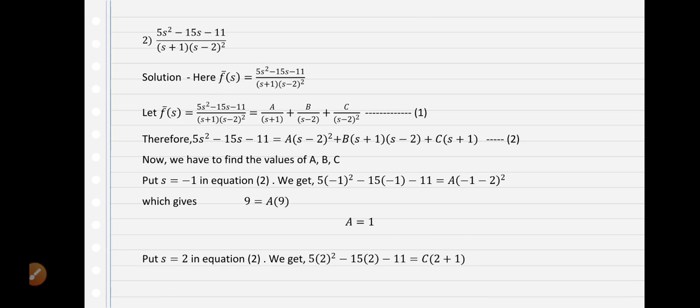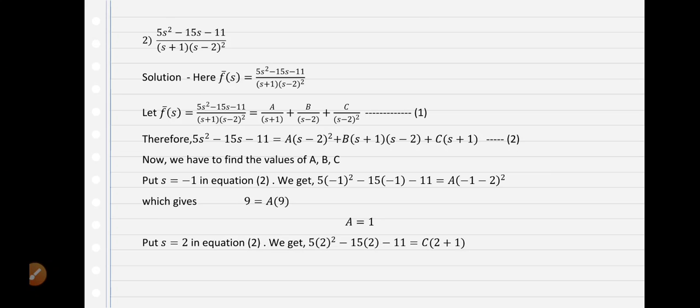Now put s equal to 2 in equation 2. So wherever there is an s minus 2 factor, those terms will become 0. So in equation 2, for s equal to 2, we get 5 into 2 square minus 15 into 2 minus 11 as LHS, and A and B both the terms are containing s minus 2 factor. So there will be only one term which is not having s minus 2, and it is along with s plus 1 only. So C into 2 plus 1. So this gives the value of C as minus 7.